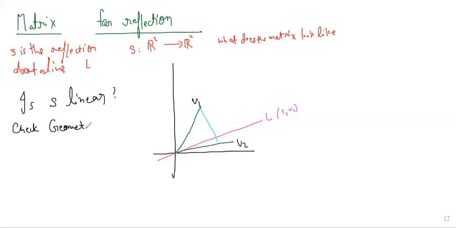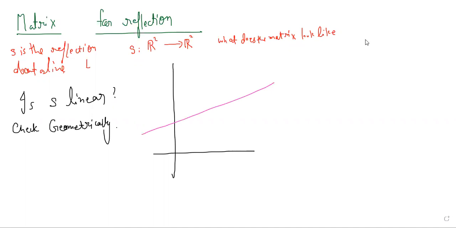Maybe next time one of you will present it. But also note that you will need the fact that L passes through the origin. That is very clear, because if L does not pass through the origin, then 0 gets mapped to something else. But 0 has to go to 0 under a linear function. You can check that.